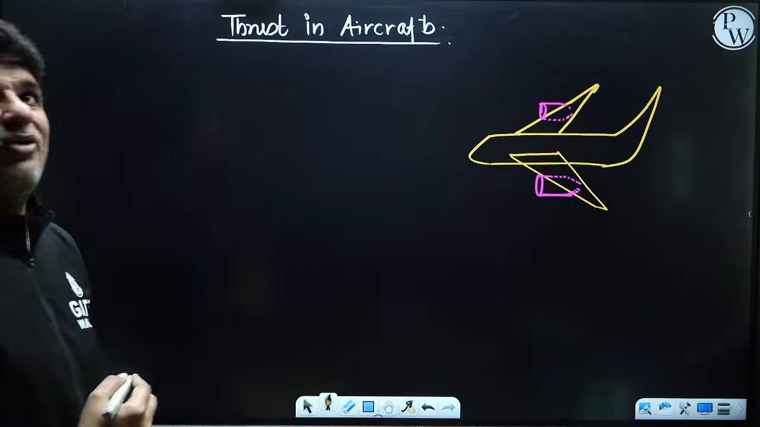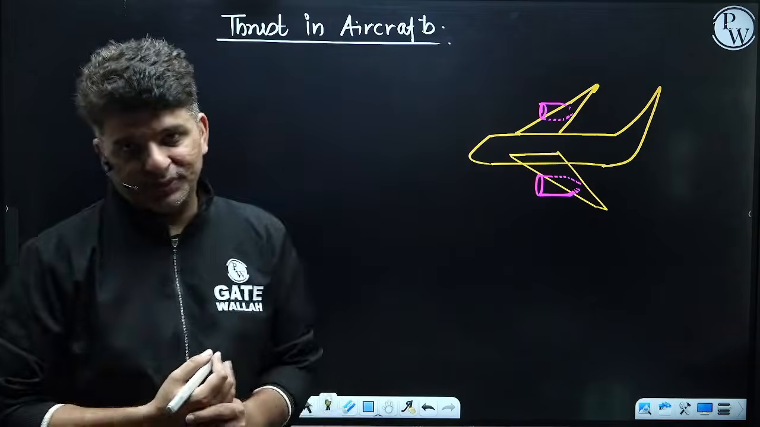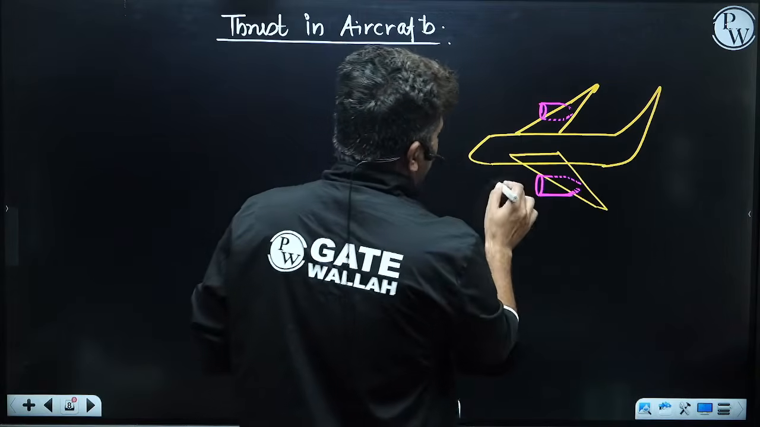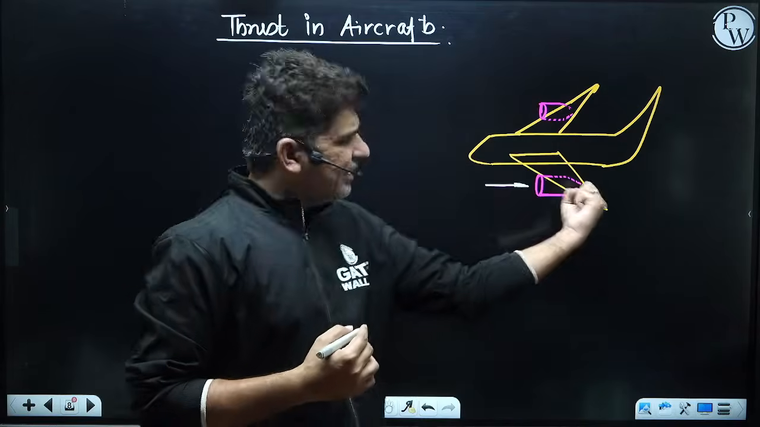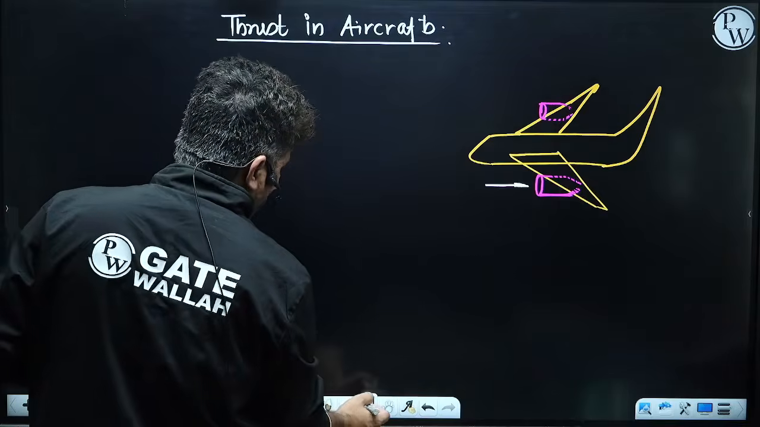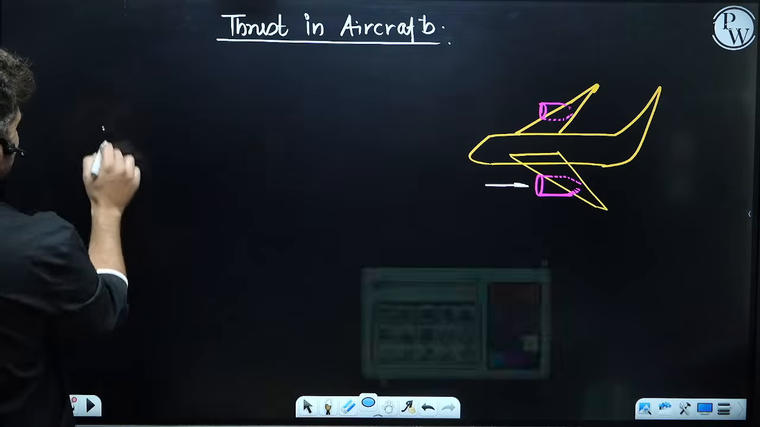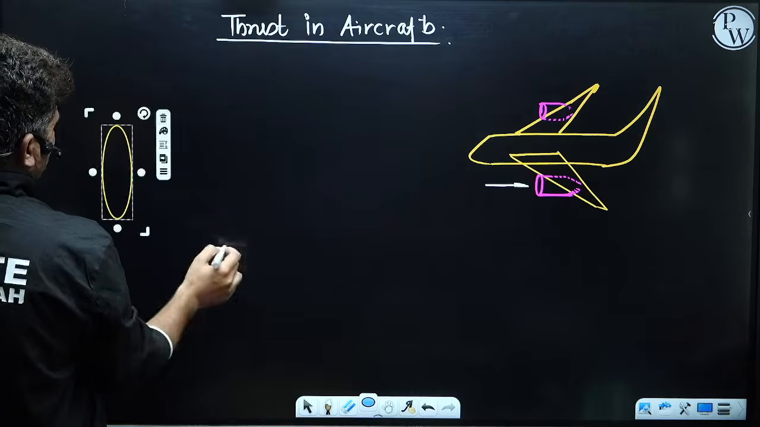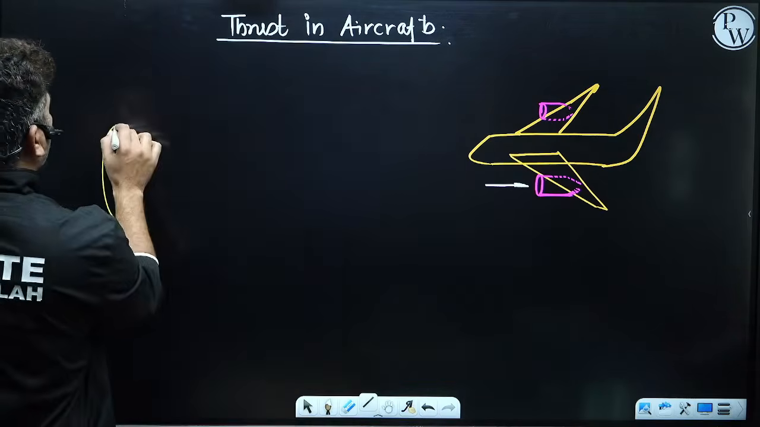Now you see how the aircraft actually moves. What happens is these engines take in air at a certain velocity. They suck in air at a certain velocity. If I tell you what happens in an engine, to give you an idea of what happens in an engine, let's understand over here. So let's say this is your engine.